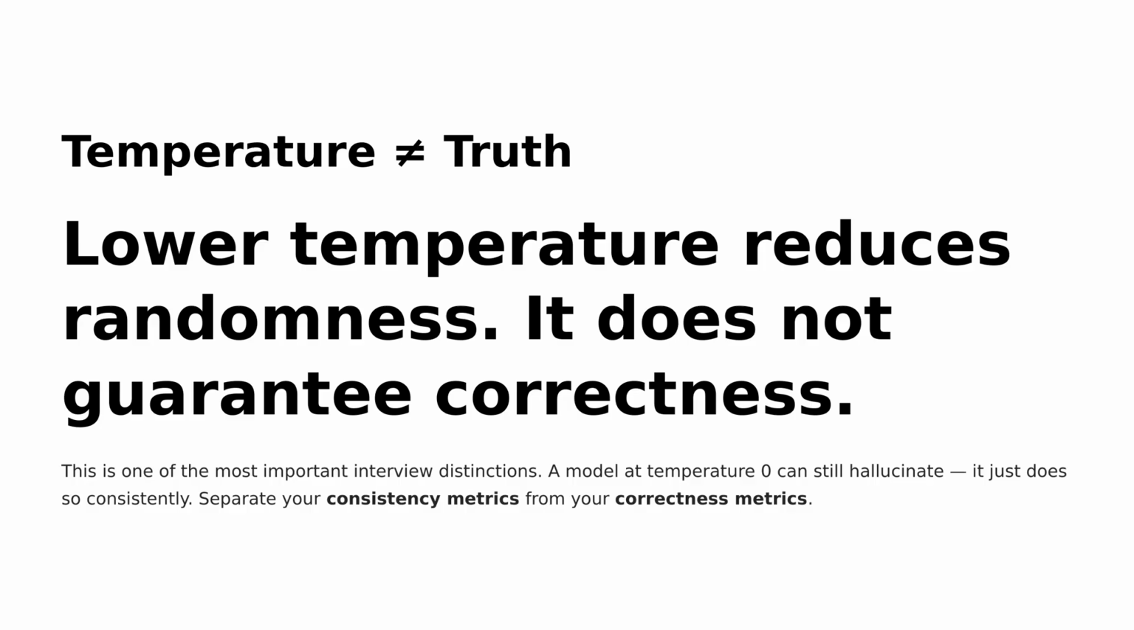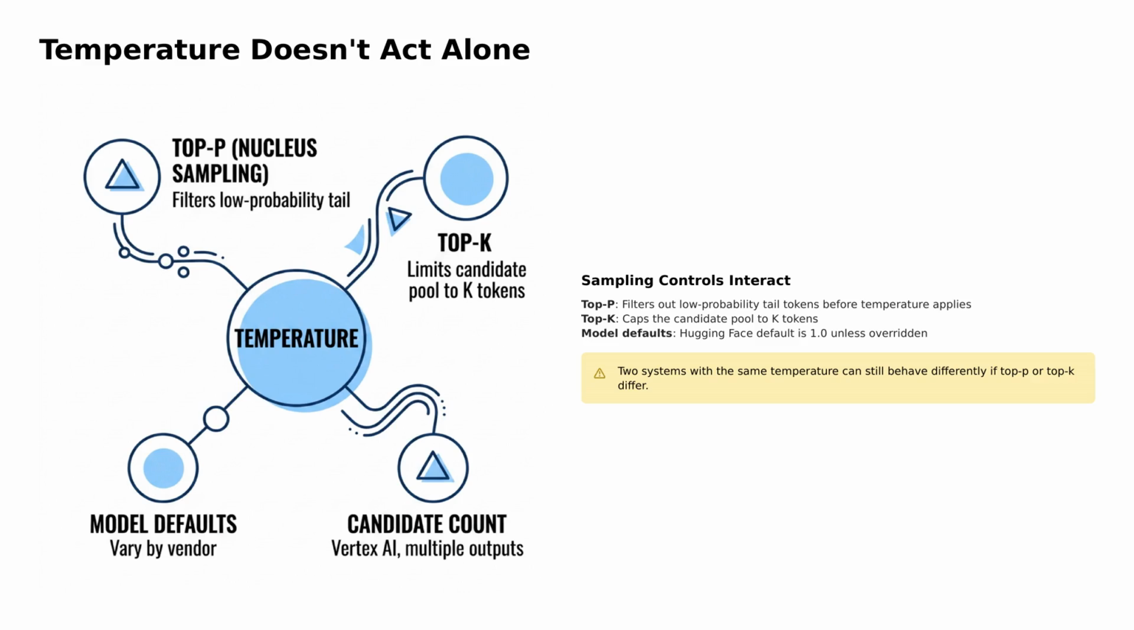One key point to remember is that temperature is not the same as truth. Lowering temperature reduces randomness, so the model's outputs become more consistent, but that does not make them more correct. A temperature 0 model can still hallucinate. It will just do it the same way every time. So when you evaluate models, keep consistency and correctness as separate metrics.